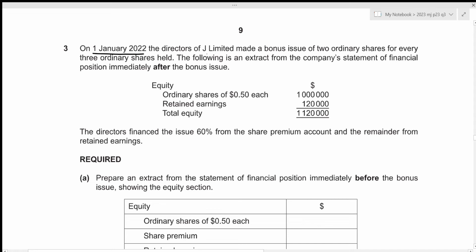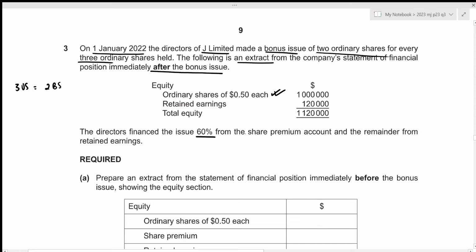On 1st January 2022, the directors of J Limited made a bonus issue of 2 ordinary shares for every 3 ordinary shares held. So for every 3 ordinary shares in the company, we gave out 2 new bonus shares. And the following is an extract from the company's statement of financial position immediately after the bonus issue. So remember that this is after the bonus issue, which means that we have already included the bonus issue into our ordinary shares and we have already funded the bonus issue from our reserves as well.